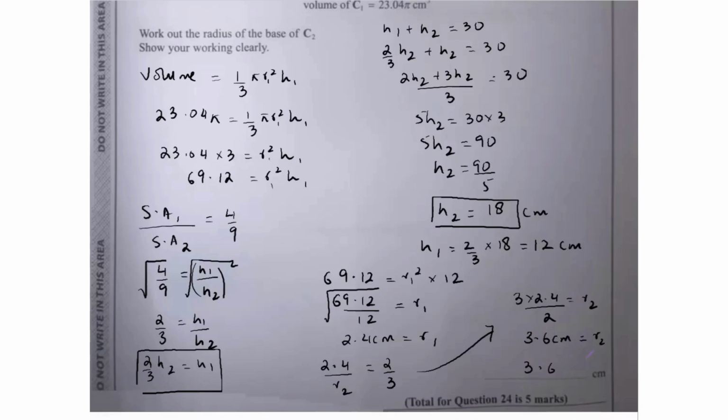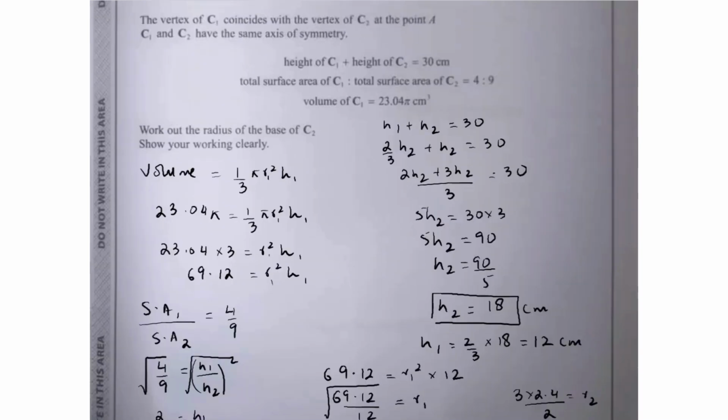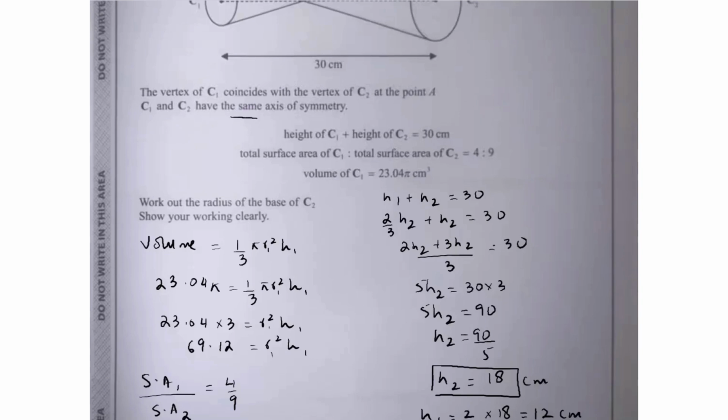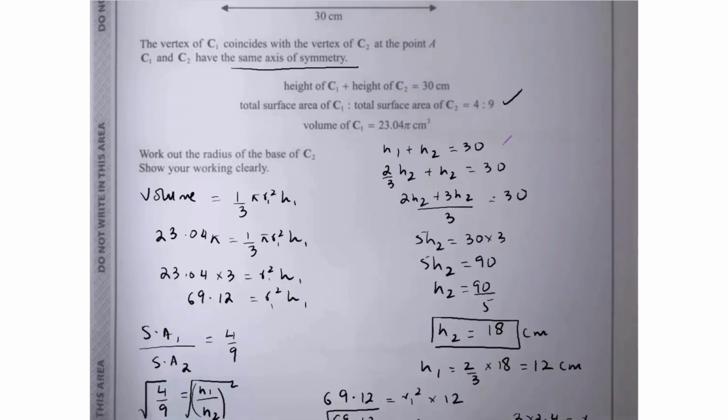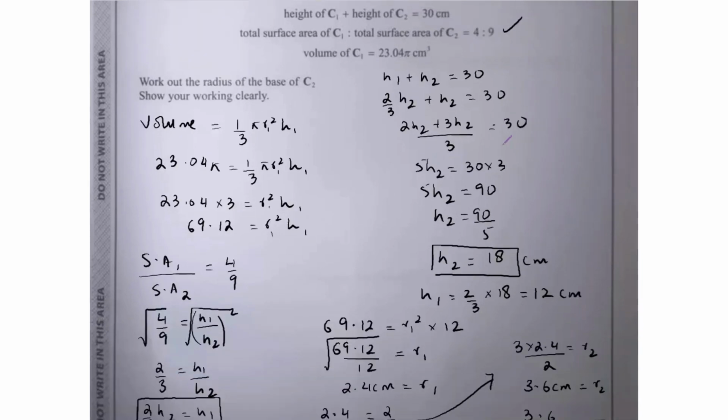So as you can see, this was a question on similar shapes. The main indication for similar shapes was that they have the same axis of symmetry. Based on that, we figured out the scale factor using the surface area. Once we had that, we could have easily made either of them the subject, like the height or the radius. I chose the height, you could have chosen the radius as well, and then use that to figure out the missing information.